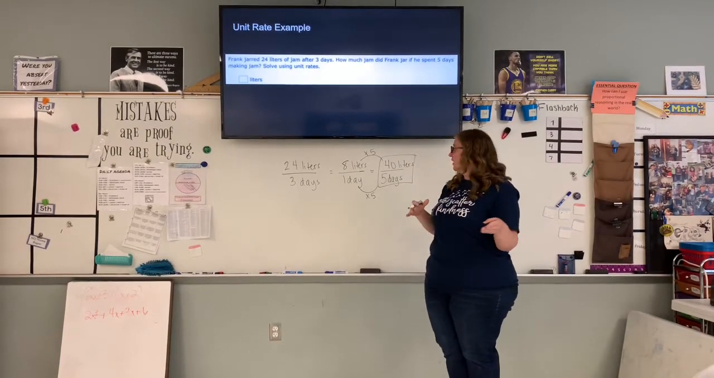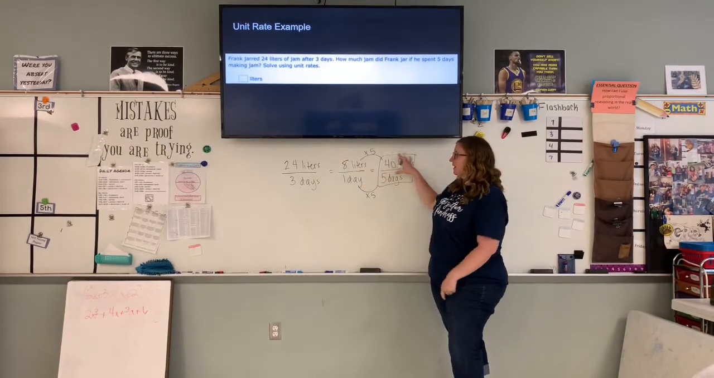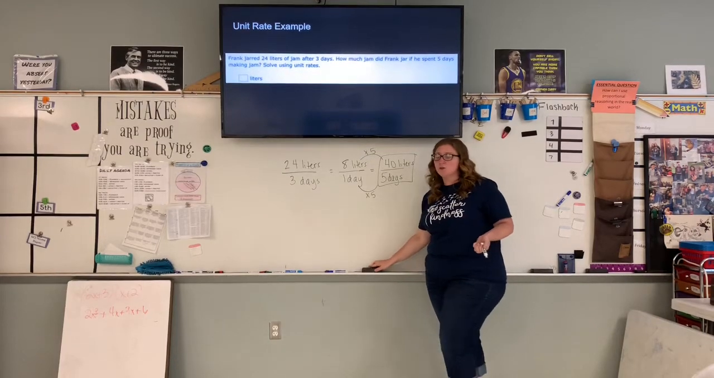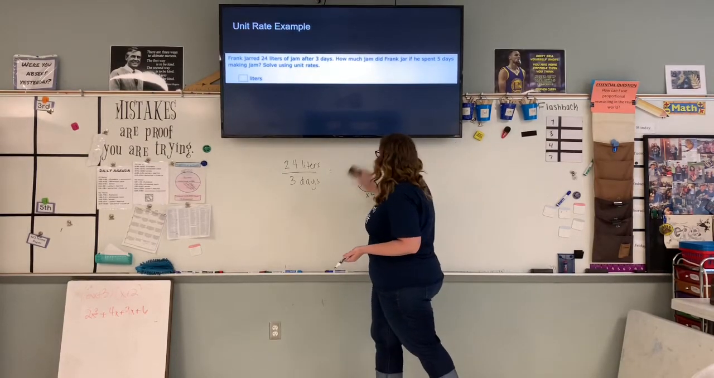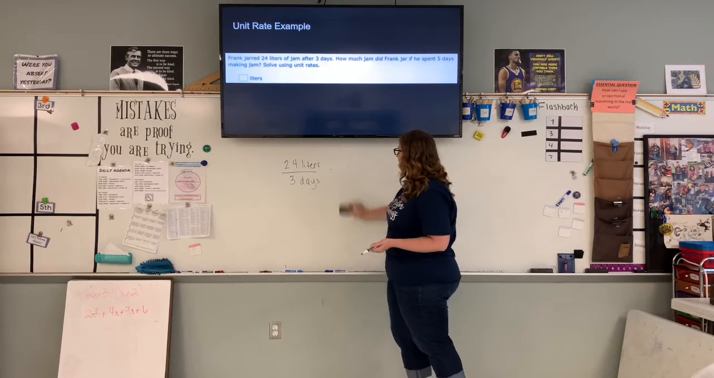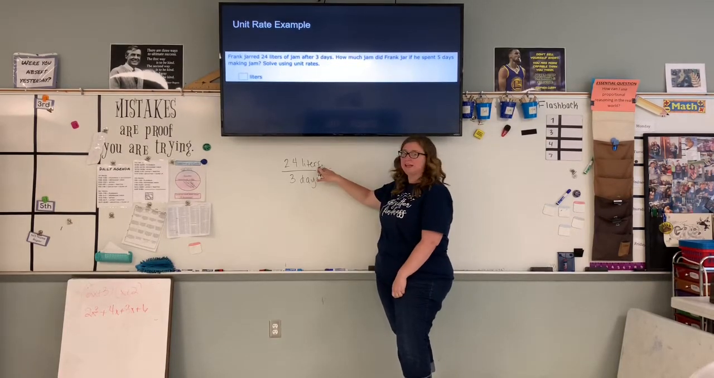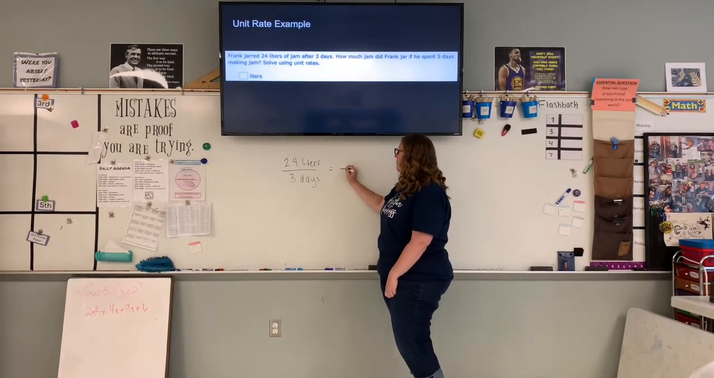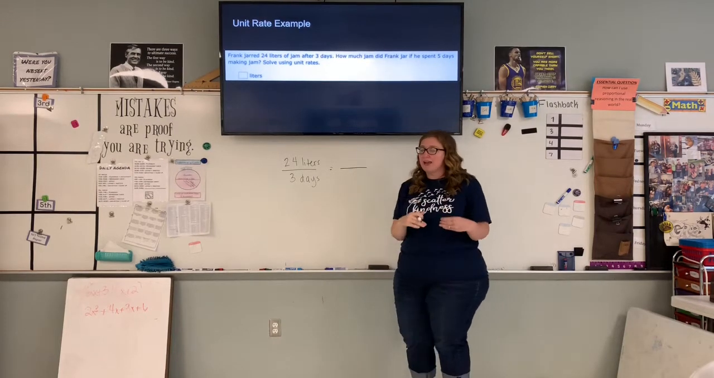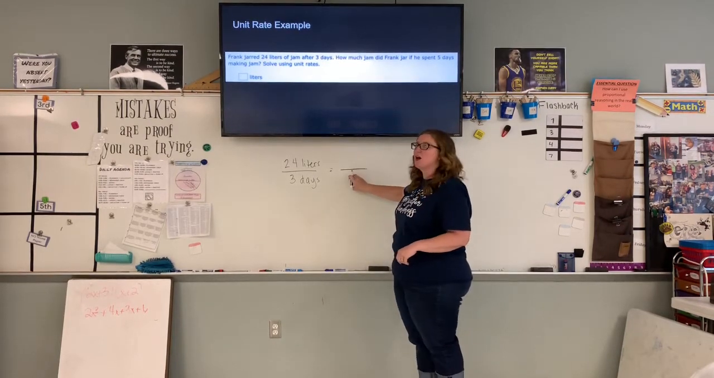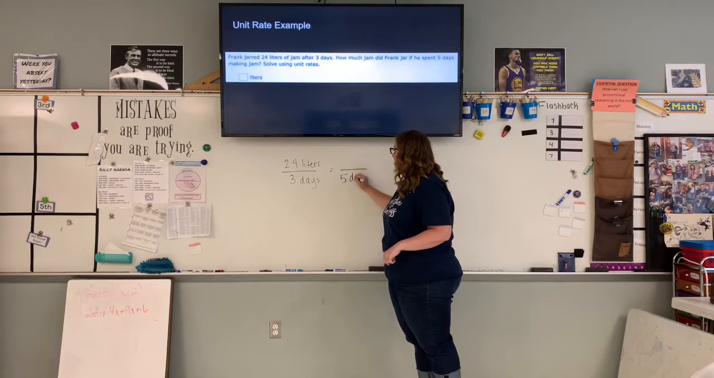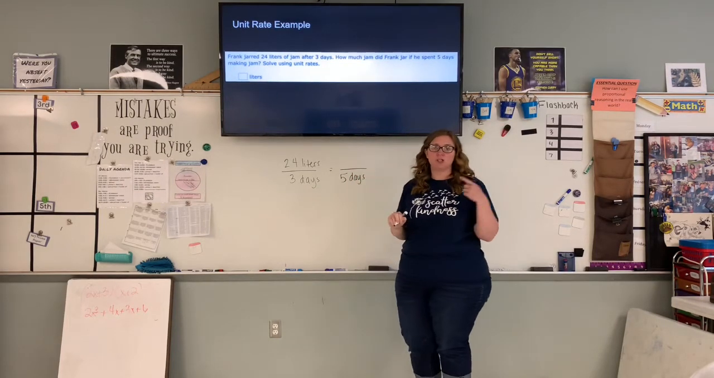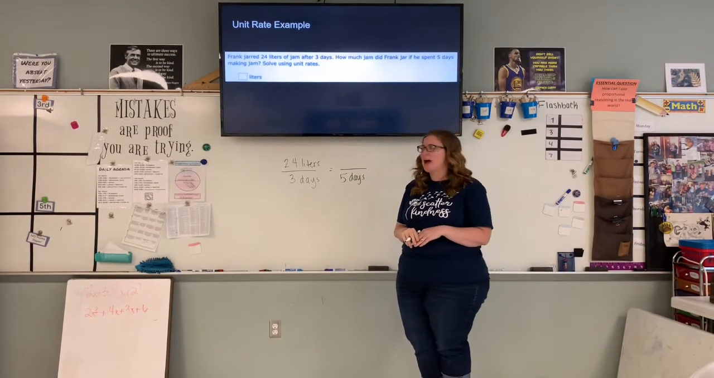There's another way you can do this besides scaling up like I did. It's called cross multiplication, and I want to show you that. So we'll start with that original one of 24 liters in 3 days. And now instead of finding the unit rate first, we're going to set the denominator to 5 days instead of just 1 day. And we're going to look and see how we can do that.